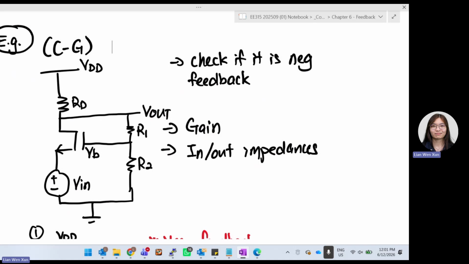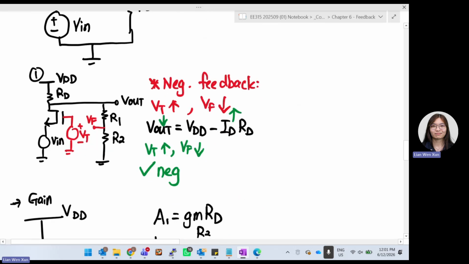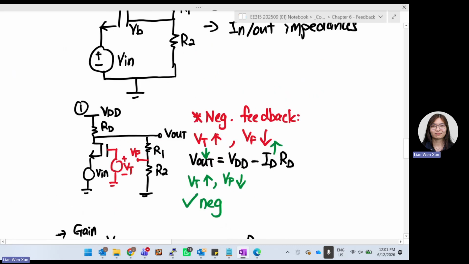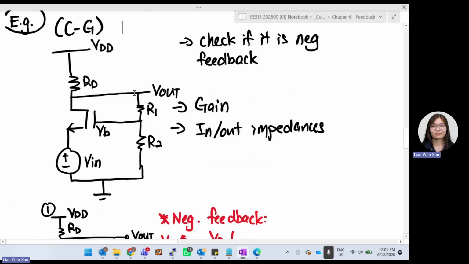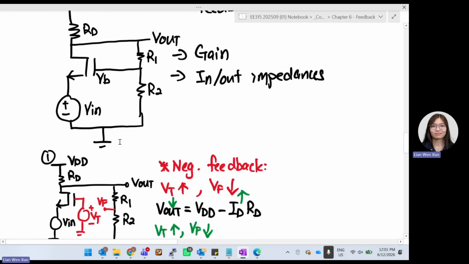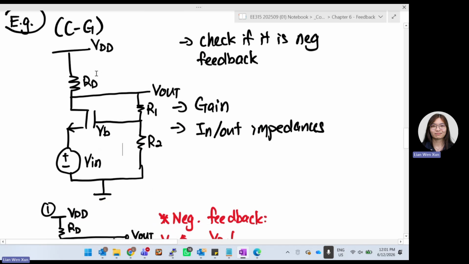Now I want you to check whether this is a negative feedback network or a positive feedback network. Then we want to find the gain and the input-output impedance. We go through one by one. To check if it is a negative feedback network, you see this is a closed loop circuit. We feed back what we have at the output to the input. So this is a feedback network. What we can do to check is break the loop. I know this is exactly where I need to break, because usually I only have this part as my amplifier, but now I added R1, R2.